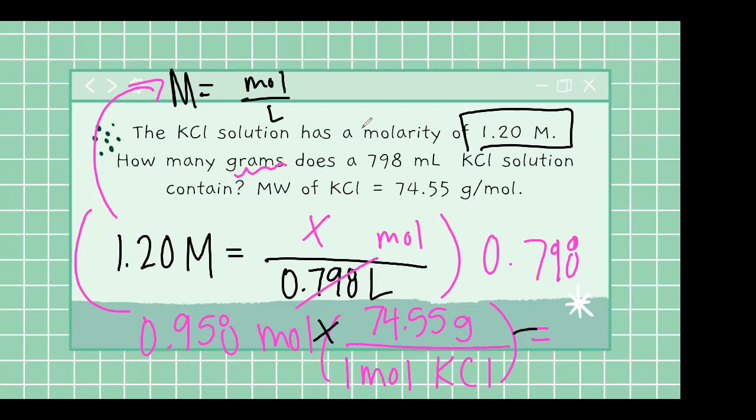Okay, so 1.20, that's a big M, so that's molarity equals. And then we have liters, that's 0.798, right? And then you have to multiply that by 1,000 to put 0.98 liters. And then the numerator is left empty, right? Because we don't have moles.